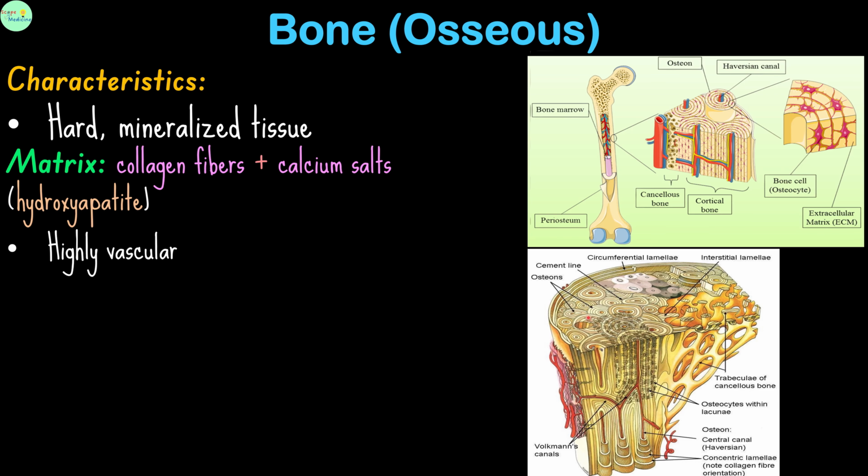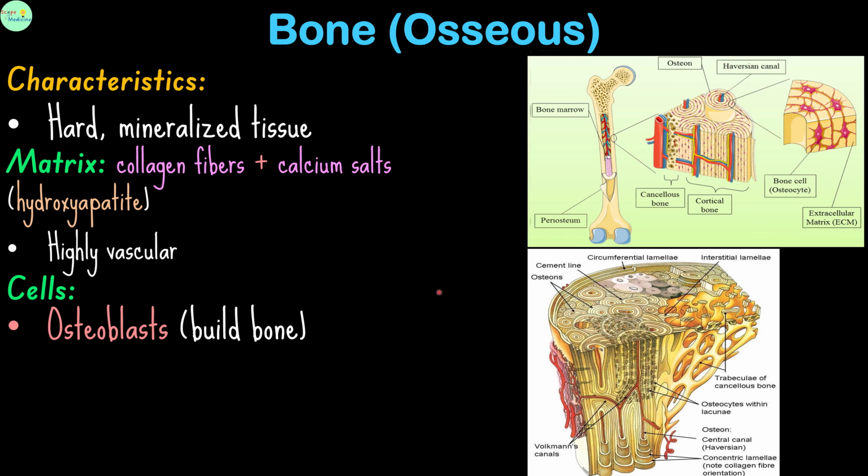The cells involved in bone tissue include osteoblasts, which are cuboidal cells lining bone surfaces that are responsible for building new bone by synthesizing and depositing the organic components of the matrix called osteoid, and then facilitating its subsequent mineralization by concentrating calcium and phosphate ions.